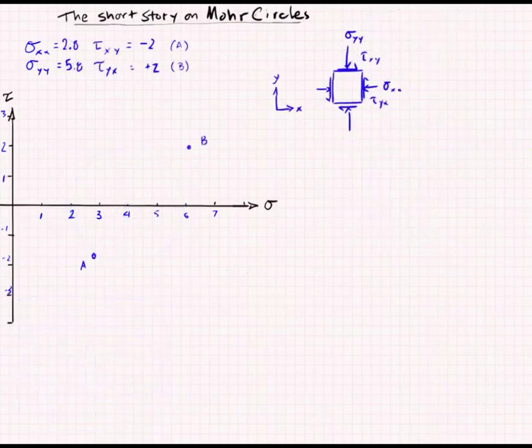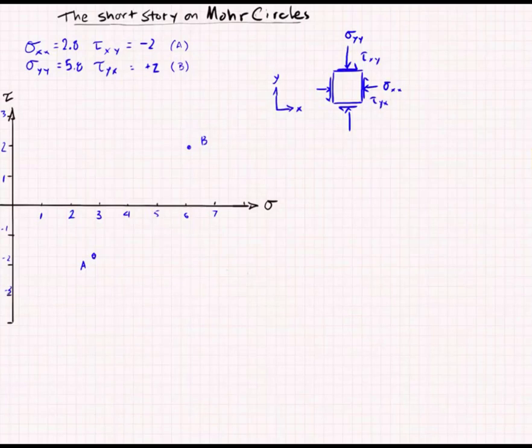So here's a specific example. We're given the values shown here. We know from some other source that the vertical normal stress sigma yy is 5.8, the horizontal normal stress sigma xx is 2.8, and also acting on the horizontal and vertical planes are shear stresses of tau xy is -2 and tau yx is +2. Again, those are equal and opposite so that they're balanced in moments.